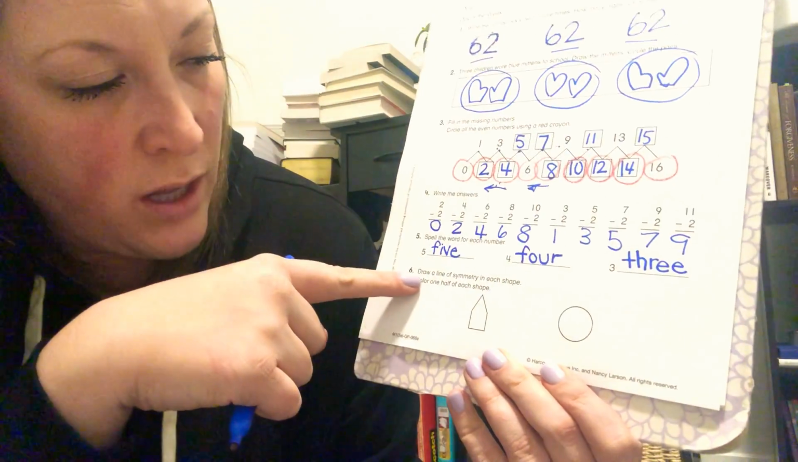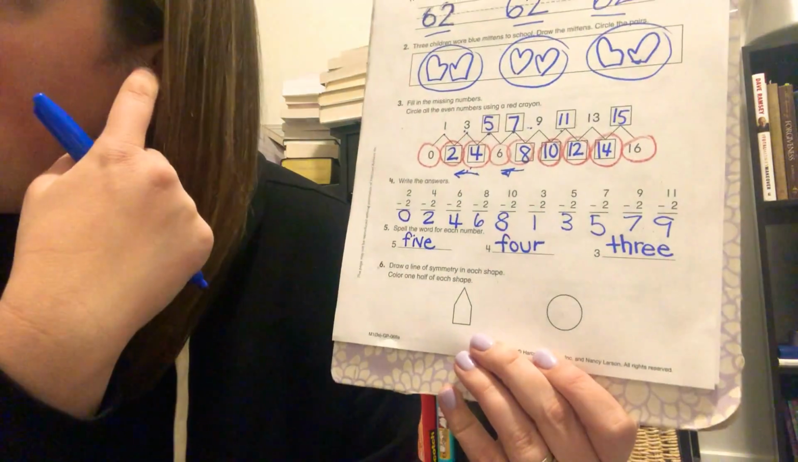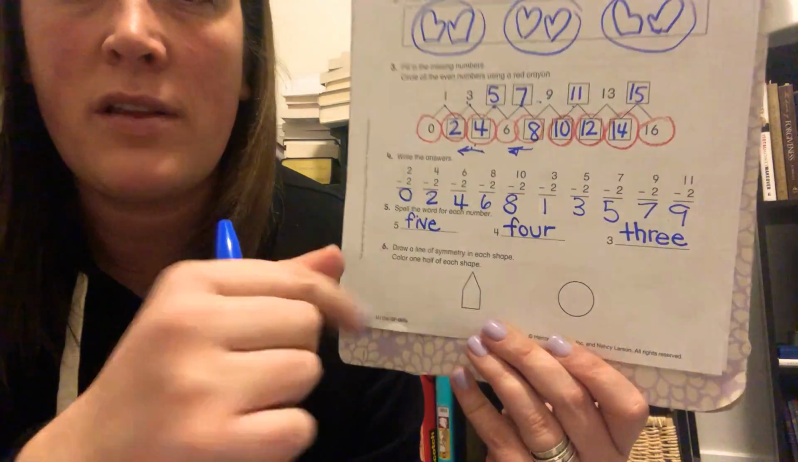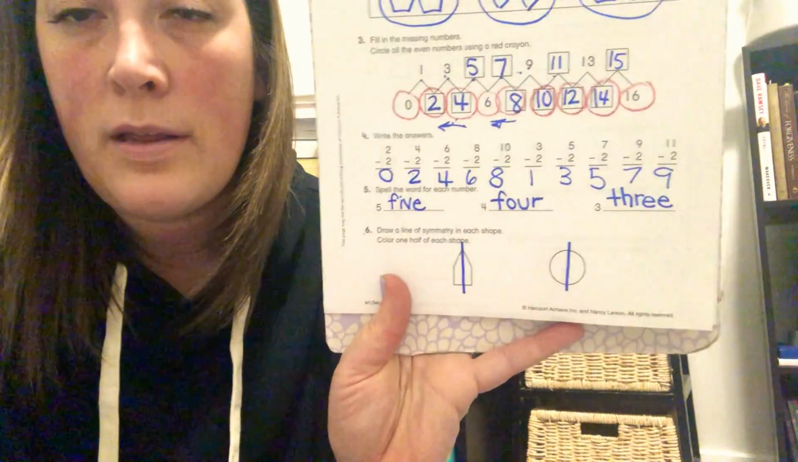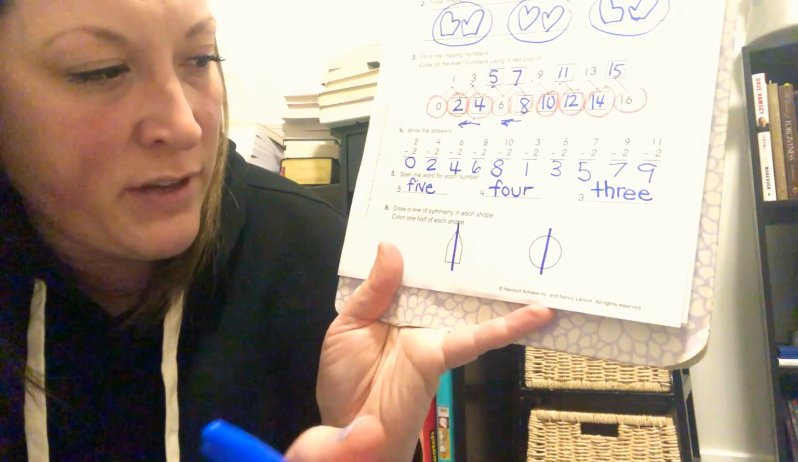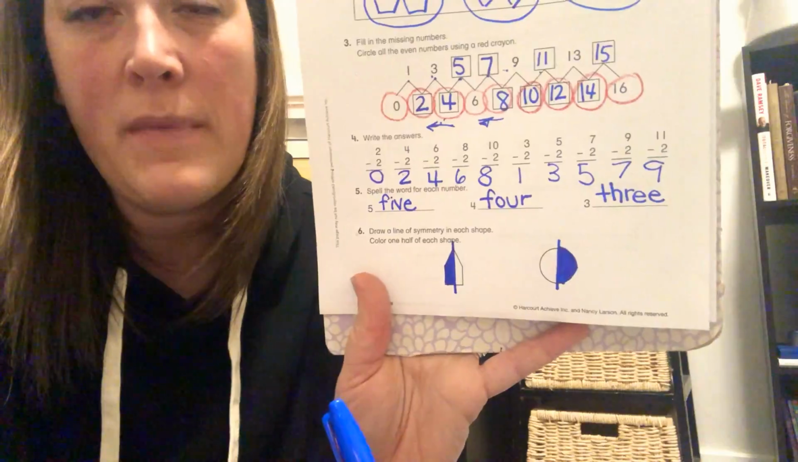Okay, number 6, draw a line of symmetry in each shape. So draw a line that makes it so that each side is equal. So write down the, do you remember? Middle. Then it says color 1/2 of each shape. So you can pick a side, any side, doesn't have to be the same as me. And you're just coloring in one side. Like so. Okay, lots going on today.